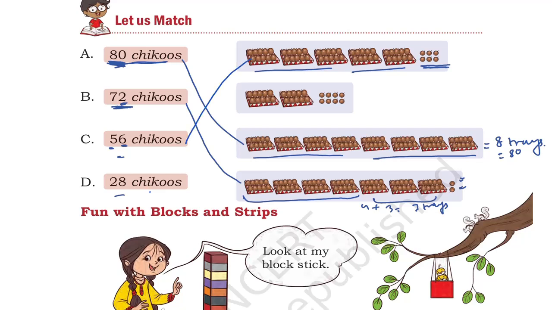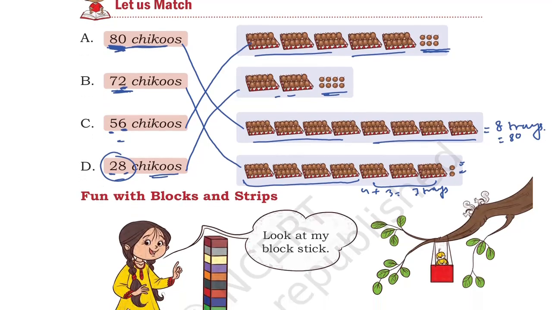Coming to the last one, 28 chikus. Now this one is going to have 8 loose chikus and 2 trays that can fit in 20 chikus. 8 loose and 2 trays. Going to match it to this one. Simple till now. Let us move forward.